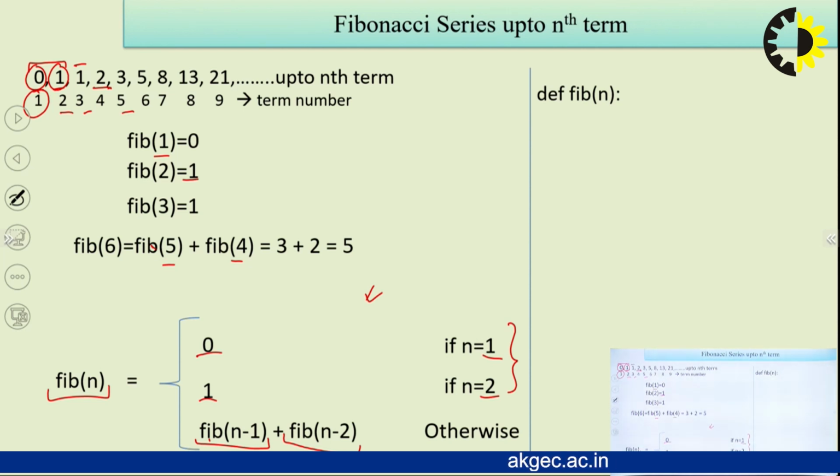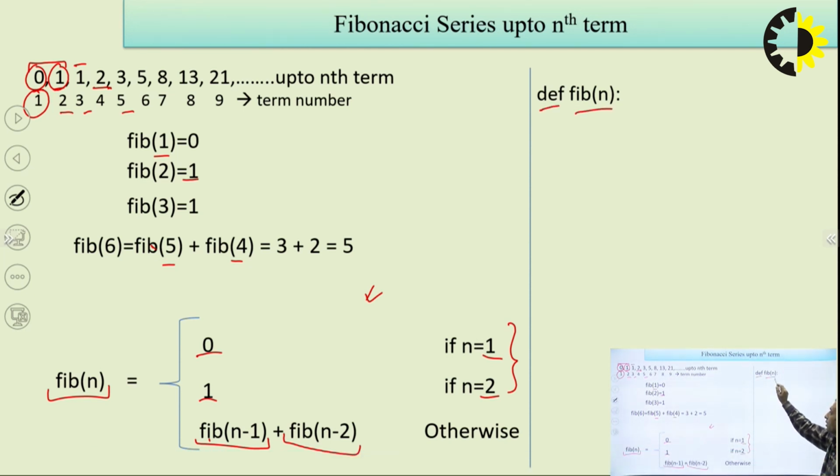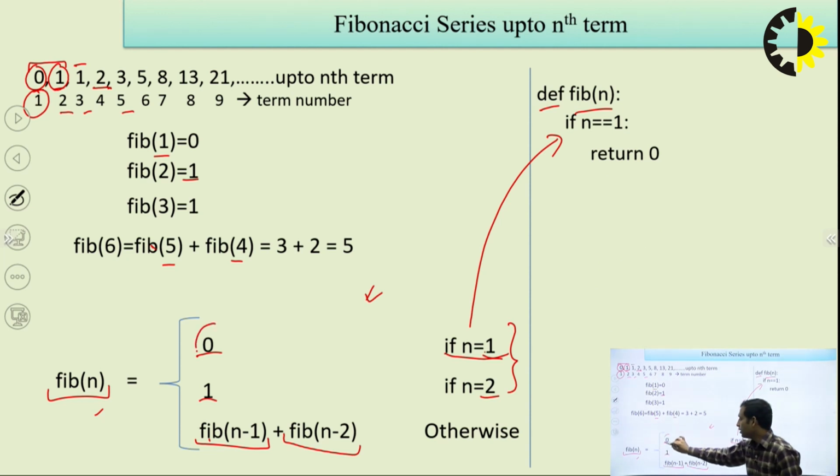For conversion into Python code, just follow the syntax and convert this mathematical definition into the definition of this particular language. The language is Python, so use the syntax of Python. Simply def, give the name fib n, and then check the base cases, two base cases. The first base case is this one, so simply write it in the syntax of Python. If n double equal to 1, for comparison, then return what? Return 0.